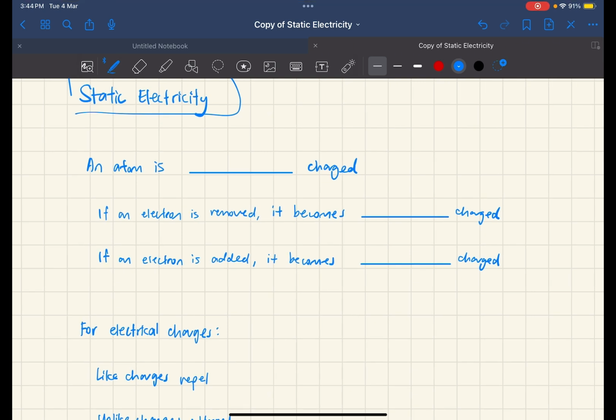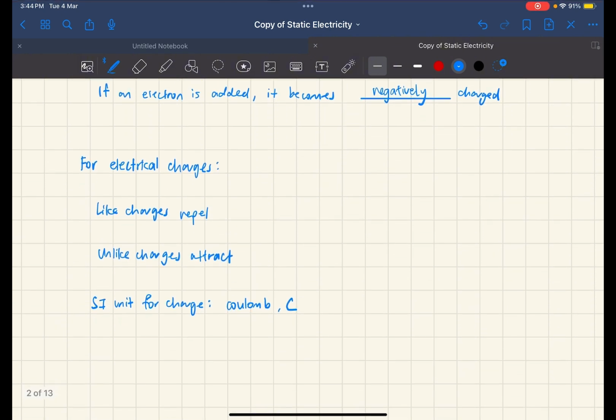An atom is neutral, and then you have electrons, which are negatively charged. When your electrons are removed, you have more protons as compared to electrons, and so your atom or your substance will become positively charged. And when an electron is added, it will become negatively charged because you have more negative charges as compared to positive charges.